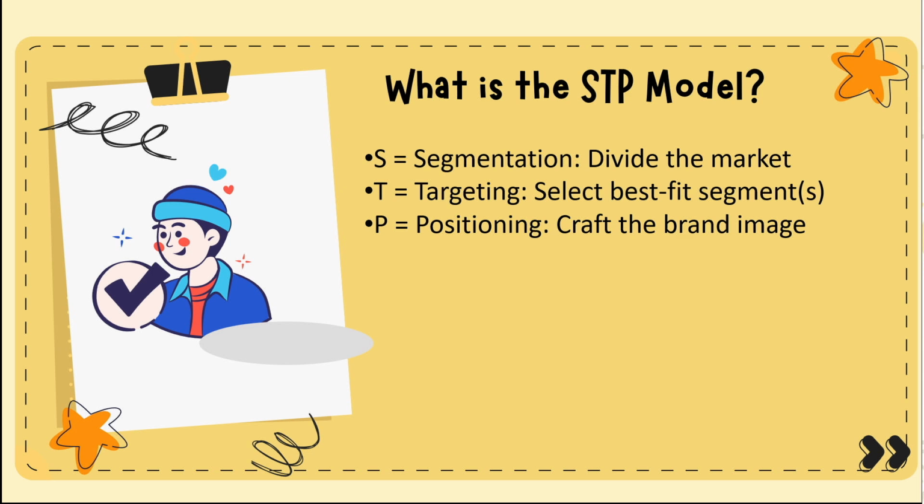So, what is the STP model? Let us have a relook. S means segmentation, which means dividing the market. I hope you recall this. T means targeting, selecting the best fit segment.